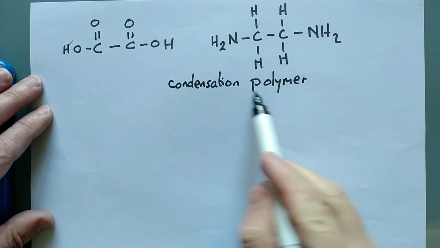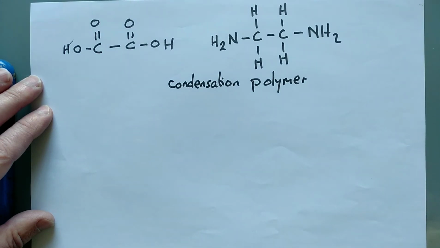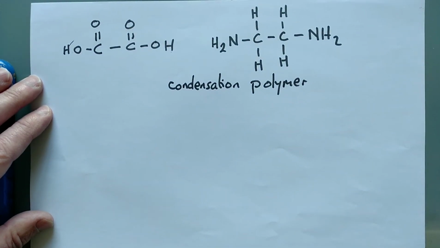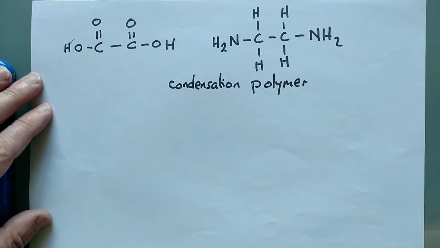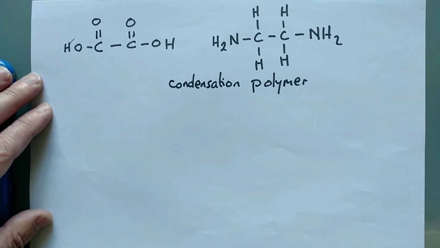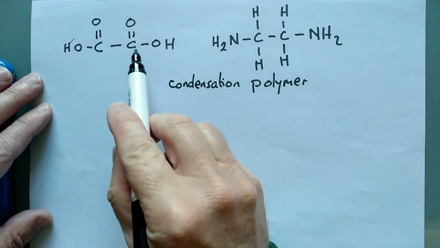Strictly speaking, a condensation polymer actually means the removal of a small molecule. There will be other examples where you may have the removal of another small molecule, like, for example, HCl. However, I think in all the ones that you're going to see at A level, they're always going to be removing water. So let's have a look at what happens here.